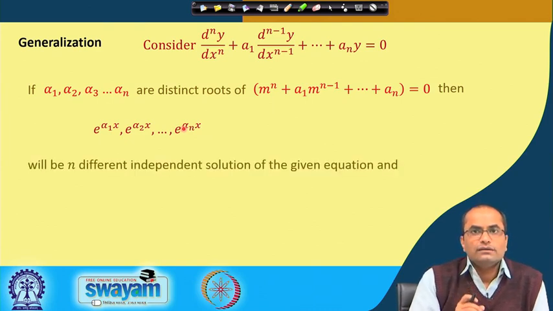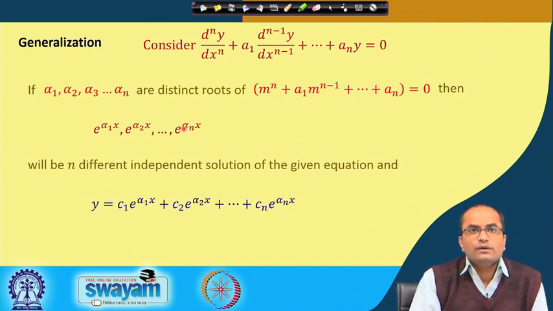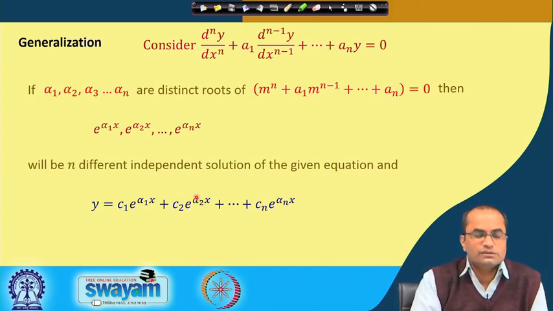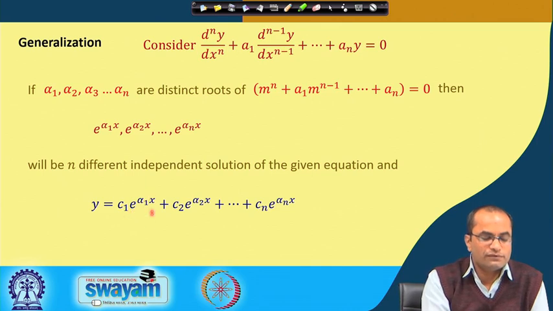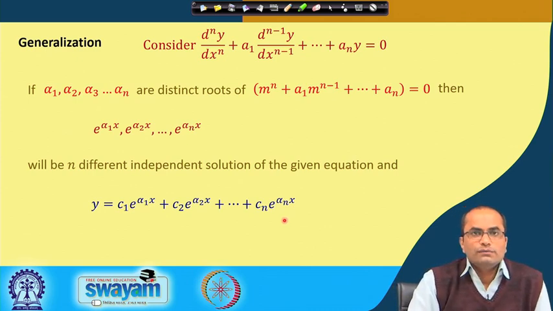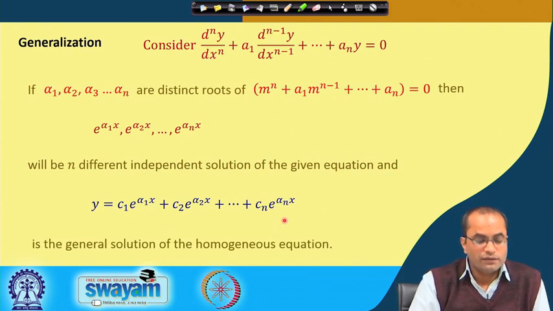These are the n different independent solutions of the given differential equation. When we write the linear combination of these solutions, meaning y is equal to c 1 e power alpha 1 x, c 2 e power alpha 2 x and so on, this will be the general solution of the given homogeneous equation. So, that is the generalization when we have distinct roots.